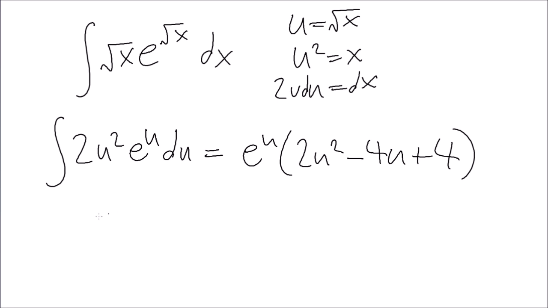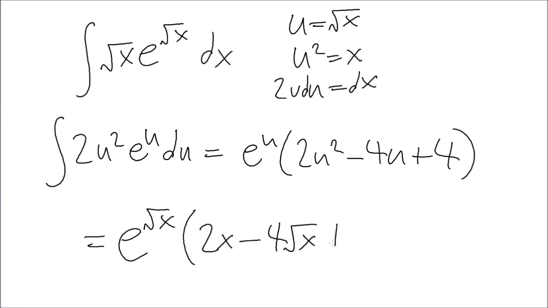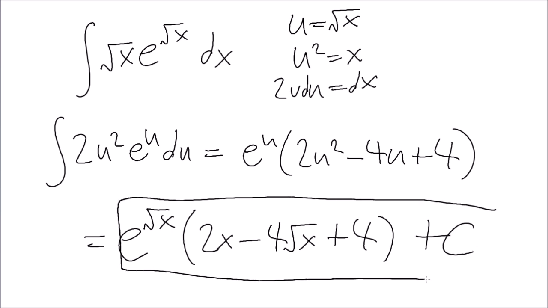Alright, that's my answer. I just have to substitute u back in. Substitute square root of x back in. So, it is e to the square root of x times 2x minus 4 square root of x plus 4 plus c. And we are done.